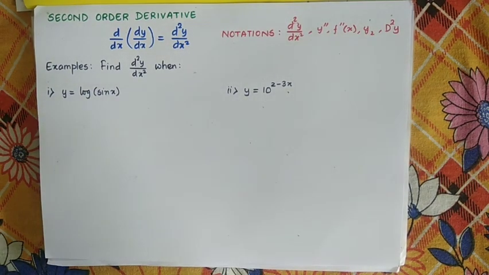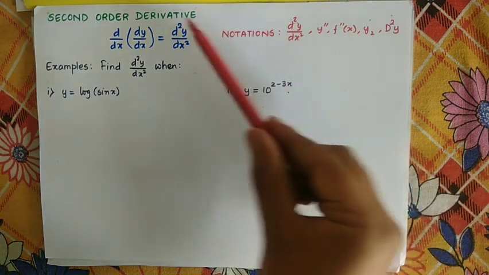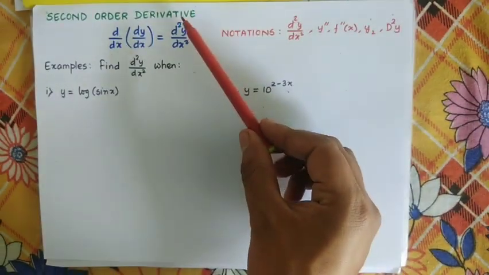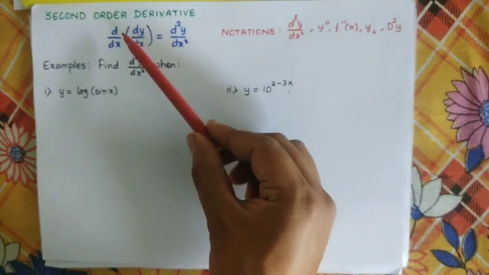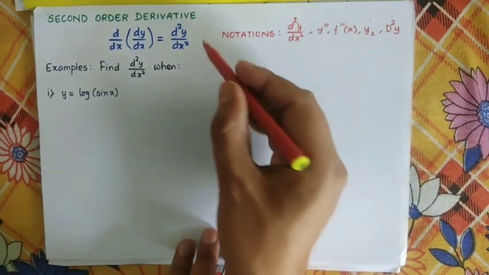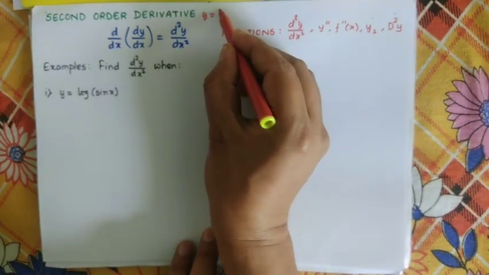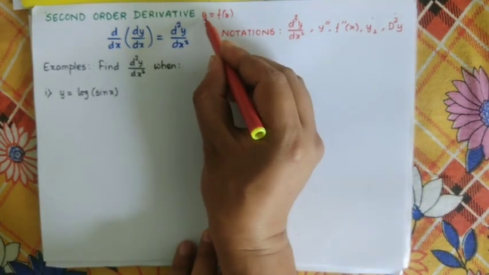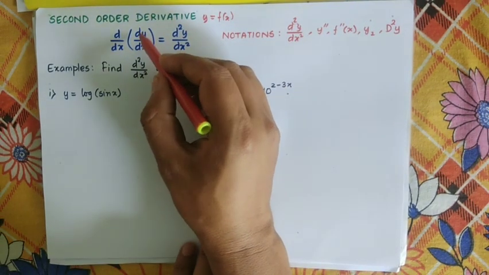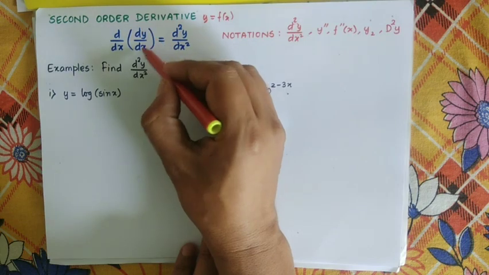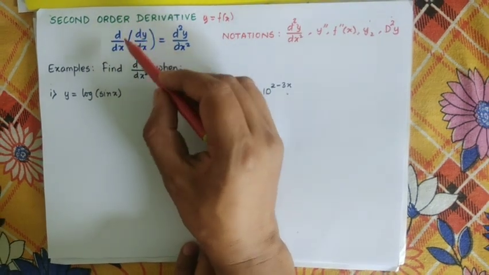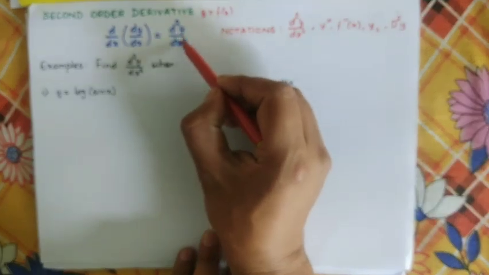So today we are going to start a new topic, that is second order derivative. Now second order derivative means we are differentiating the derivative of a function. Okay, suppose there is a function y equals f(x), then the derivative of this is dy by dx. Yes or no? So if I find the derivative of dy by dx again, then that is known as second order derivative, and this is written in this format.